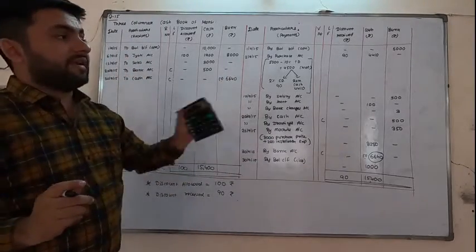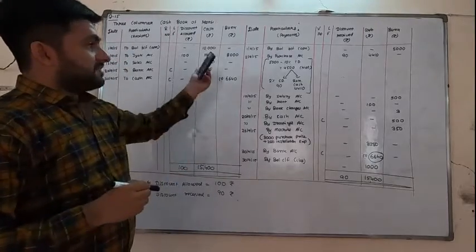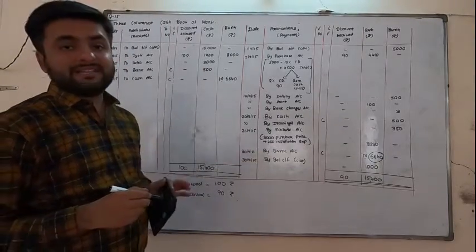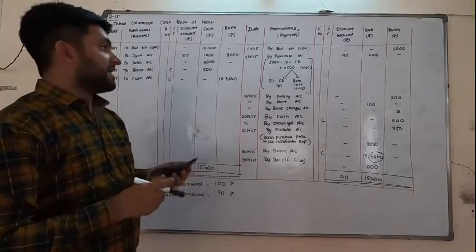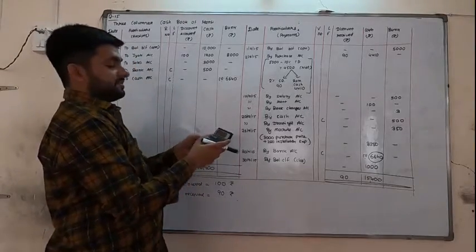But don't round, we will find the closing balance now. Now see, on the debit side these things are there and on the credit side fewer things are there. So the debit side is more in bank. 8,6640.